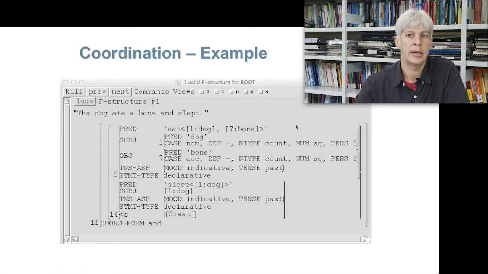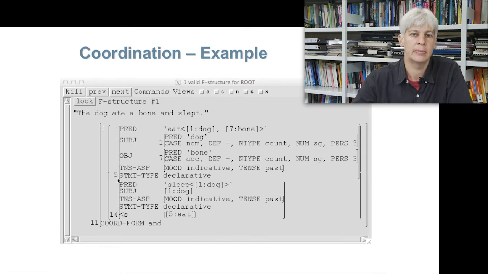So here's an F structure analysis of the dog ate a bone and slept. So what we have is actually at the very top level, we have a set. So we don't start out with one pred in the way you've been used to. What we have is two items within the set. This is one item labeled 5, and this is the second item labeled 14. We have one coordinate form and, so we know it's a sentence coordination. The first sentence, the dog ate a bone, is here, eat, dog, bone, subject, dog, object, bone, etc. Okay. The second sentence is here, dog, sleep, subject, dog, etc.